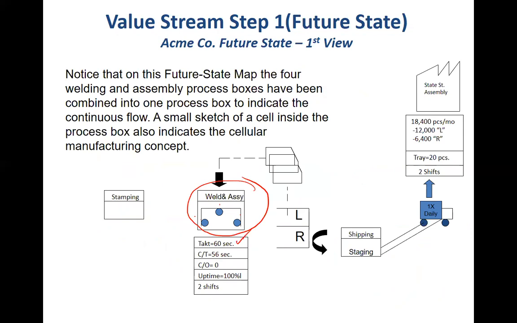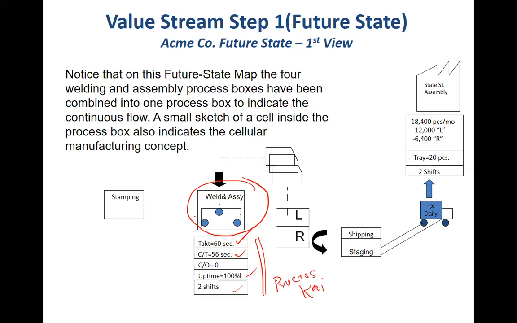We have calculated that cycle time. We want to make it a little less than the takt time. So in this case, let's say we have it at 56 seconds. We want to make sure that the changeover is zero. And then we want also reliability of 100%. This is two shifts. So these are the kinds of things we are doing through process Kaizen, right? So this is what we achieved through a process Kaizen.